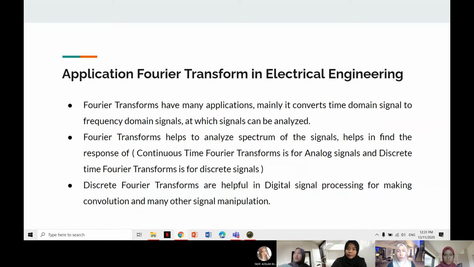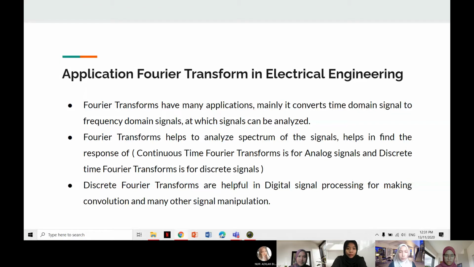Okay, now I will pass to the next presenter, Azmira Najwa. Okay, thank you, Akila. Hi, my name is Azmira Najwa binti Syaril. I will present about application of Fourier transform in electrical engineering.